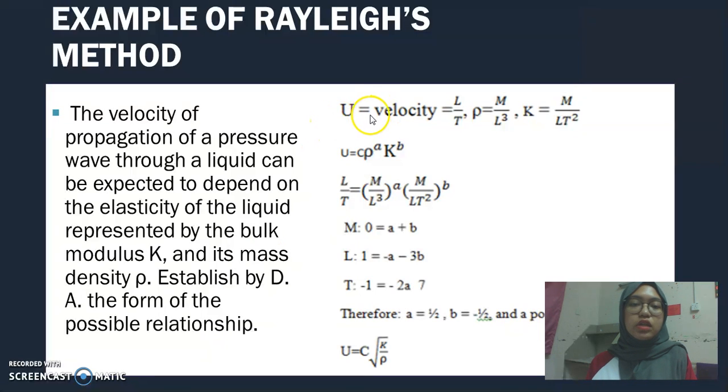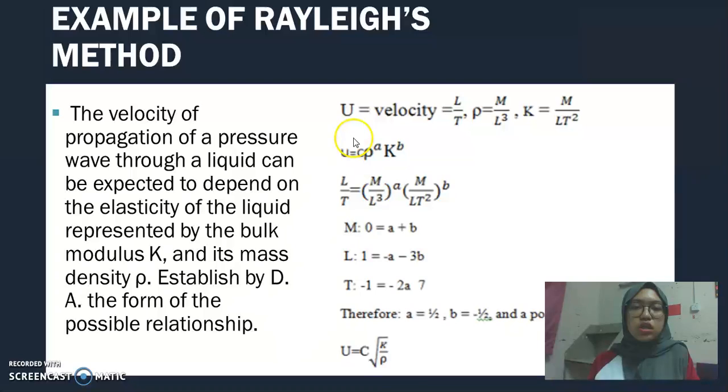So first thing is we need to determine the dependent variable and independent variable. So for this question, the dependent variable is u, which is for velocity, and the independent variables are rho and K, the mass density and the bulk modulus. So next step is we need to write it in the form of a functional relationship, in which it is written as dependent variable equals a constant times independent variable 1 to the power of a times independent variable 2 to the power of b, and so on.